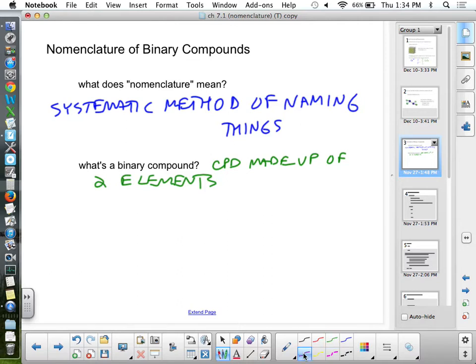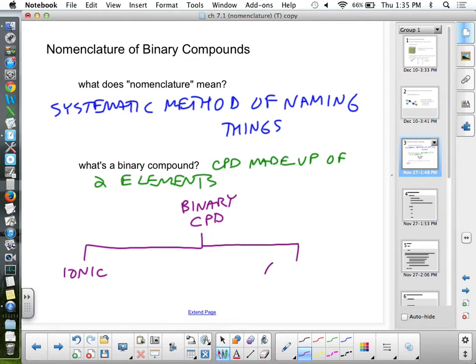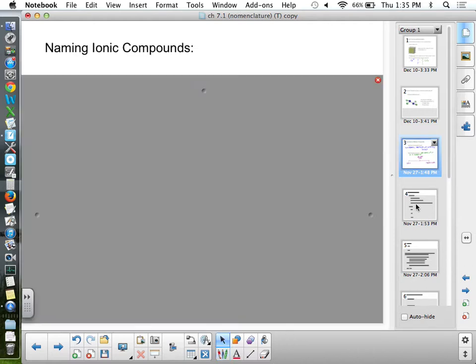There are a number of different types of binary compounds, but the ones that we're going to be most concerned with fall into one of 2 categories. We're going to deal with binary ionic compounds and binary molecular compounds. So let's look at how we name these compounds in each case.